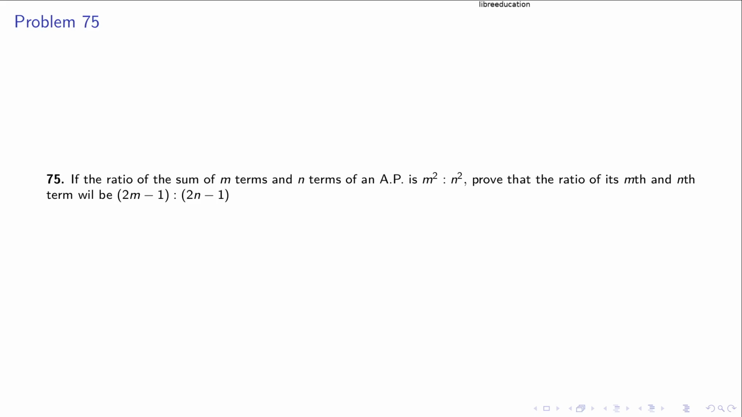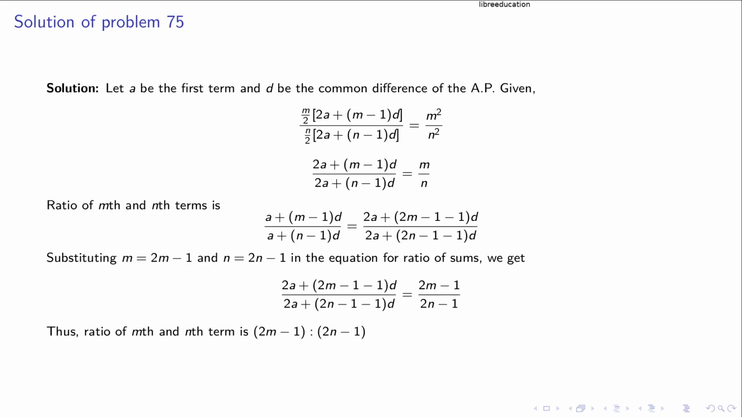Now, problem number 76 says that if the ratio of the sum of m terms and n terms of an AP is m square is to n square, prove that the ratio of its mth and nth term will be 2m minus 1 is to 2n minus 1. Now, we substitute the values of a and d and m and n into the formula for sum of n terms of an AP, and we arrive at 2a plus m minus 1 into d by 2a plus n minus 1 into d is equal to m by n.